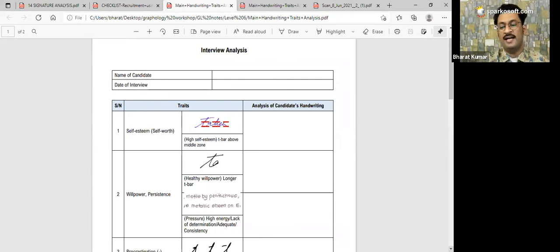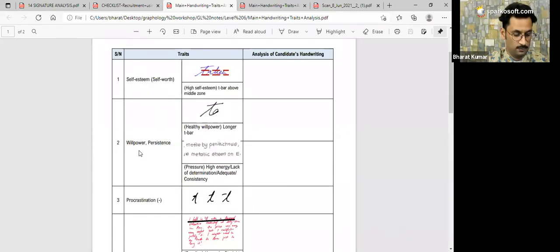So now you can write the analysis: healthy willpower, good self-esteem. Remember, if you are going to appoint someone at a lower level, a 4th grade employee, avoid these kinds of signature people, because if self-esteem is high, how can they work at 4th grade level? They can't be peon, sweeper, etc. Because of their high self-esteem, they will always feel hurt. They will become aggressive. They will always oppose you. So always avoid appointment of those people having this signature.